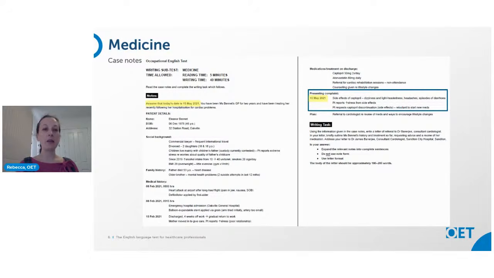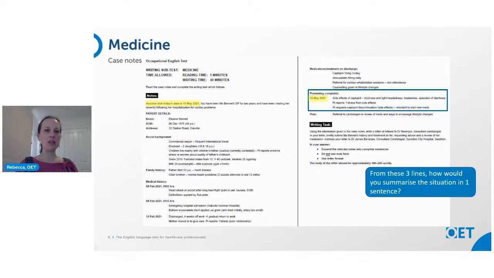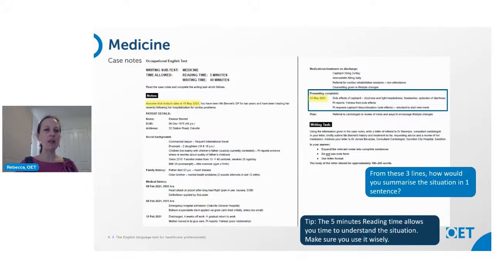The main summary of that situation is that the captopril is causing side effects, and the patient is coming in to request discontinuation because of those side effects. It's increasing the stress. So the captopril is causing side effects, which is increasing the patient's stress, so she wants to stop. And it's a really good tip to make sure you are understanding the case notes in your own words. So doing exactly that exercise that we've just done there, looking at a section of case notes, and in your mind, because in the reading time you're not able to make any notes, creating a summary of what's happened in that section of case notes. And that's exactly what you all did, so that's great to see.